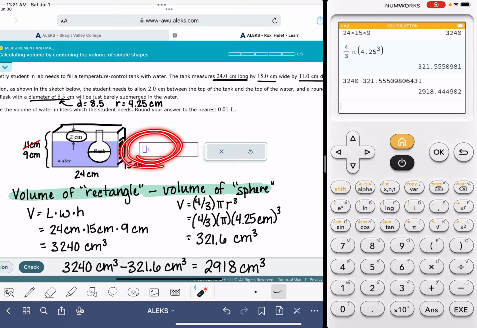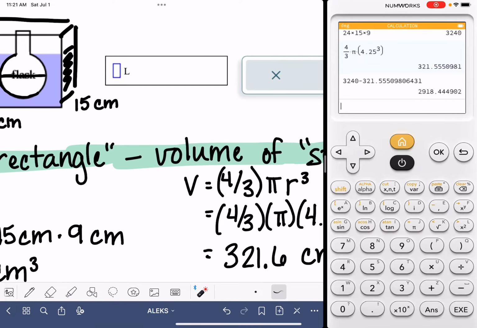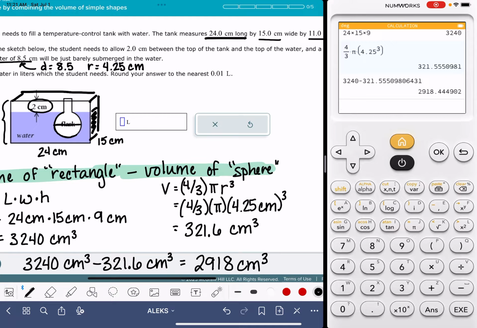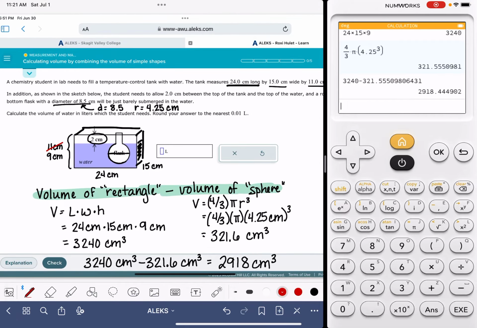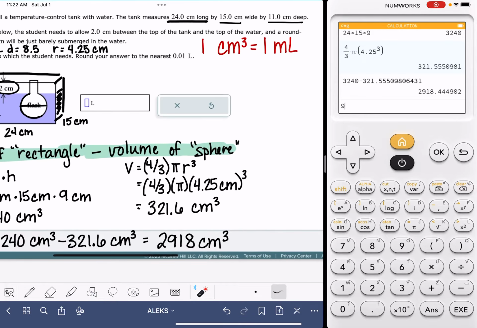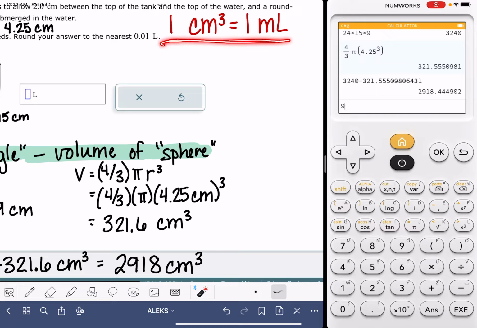Let's see what unit ALEKS wants from us. ALEKS wants this answer to be expressed in units of liters. This is going to be a pretty straightforward conversion. I'm going to remind you of a really important conversion factor: 1 cubic centimeter is equal to 1 milliliter. So knowing that, we can just write this as 2,918 milliliters. That's just a one-to-one unit swap. It doesn't require any math.